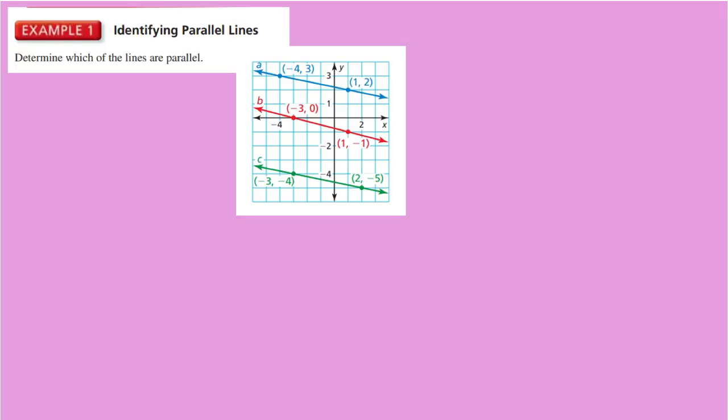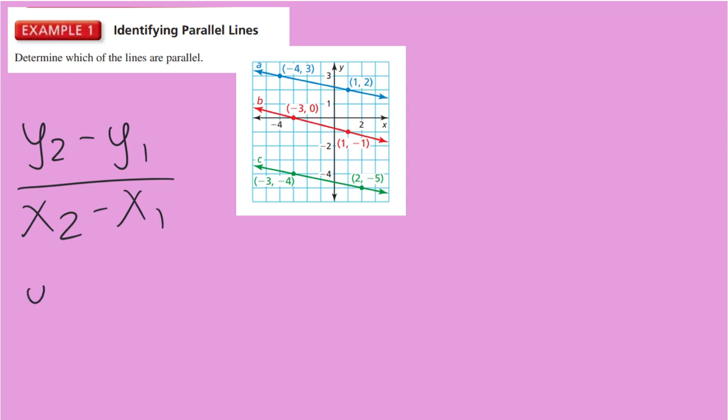Identifying parallel lines. So in example 1, we have what? 3 lines. We need to determine which of the lines are parallel. If we recall, to find the slope, we need to do the slope formula, which is y2 minus y1 over x2 minus x1. You can also determine your slope if you do y1 minus y2 over x1 minus x2. Just remember that it needs to be in order. If you do y1 minus y2, the bottom needs to be x1 minus x2.